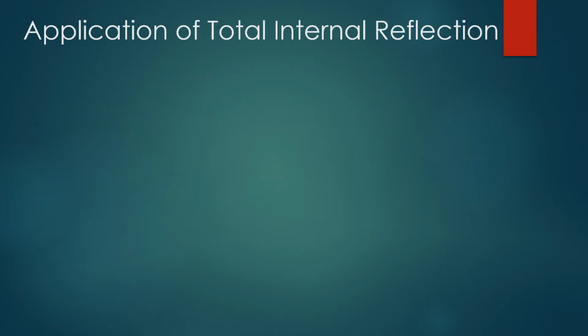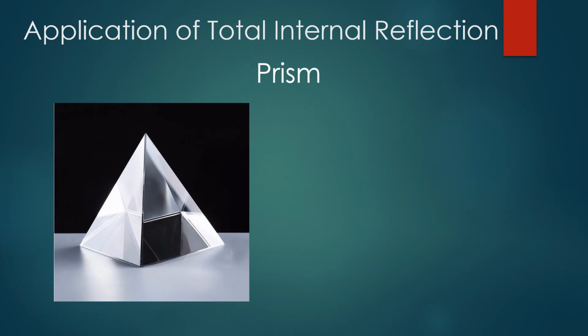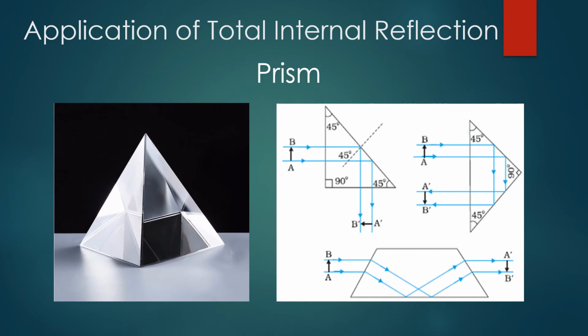Let's talk about some applications of total internal reflection. The first one is prisms. As you all are familiar, these prisms are designed to bend the light by 90 degree or 180 degree, and they make use of total internal reflection. Such a prism is also used to invert image without changing their size. Critical angle for material of prism must be less than 45 degree.